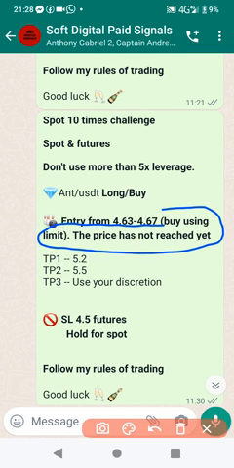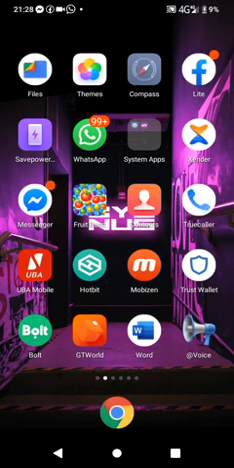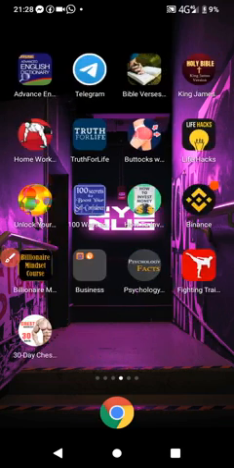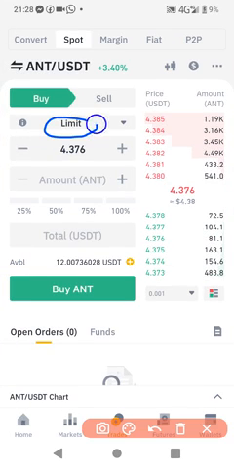If you see "by using limit," then when you come to your Binance app, you must make sure that this is on limit. But I rarely say that. It's hard for me to say that. Okay, most times I will just say entry between this and this.